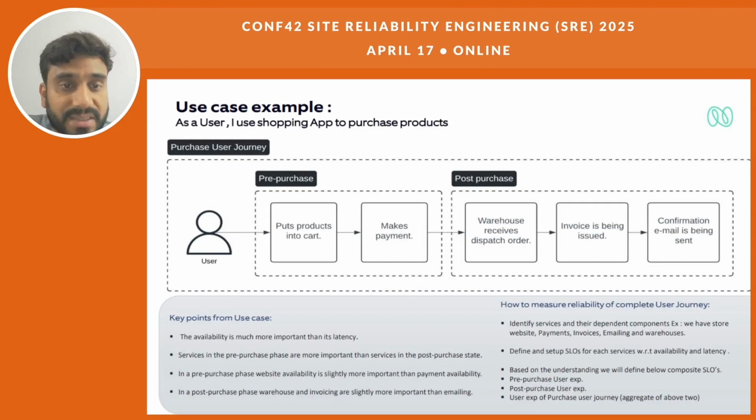Now let's understand the use case of that. This is a simple product life cycle of a user journey, where the user goes into the shopping app, puts some products into the cart, and does the payment. After that, the backend process comes in, where the warehouse receives and dispatches the orders, then invoicing happens, and the user gets the confirmation via mail. So overall, let's break this journey into two parts: first is the pre-purchase and second is the post-purchase.